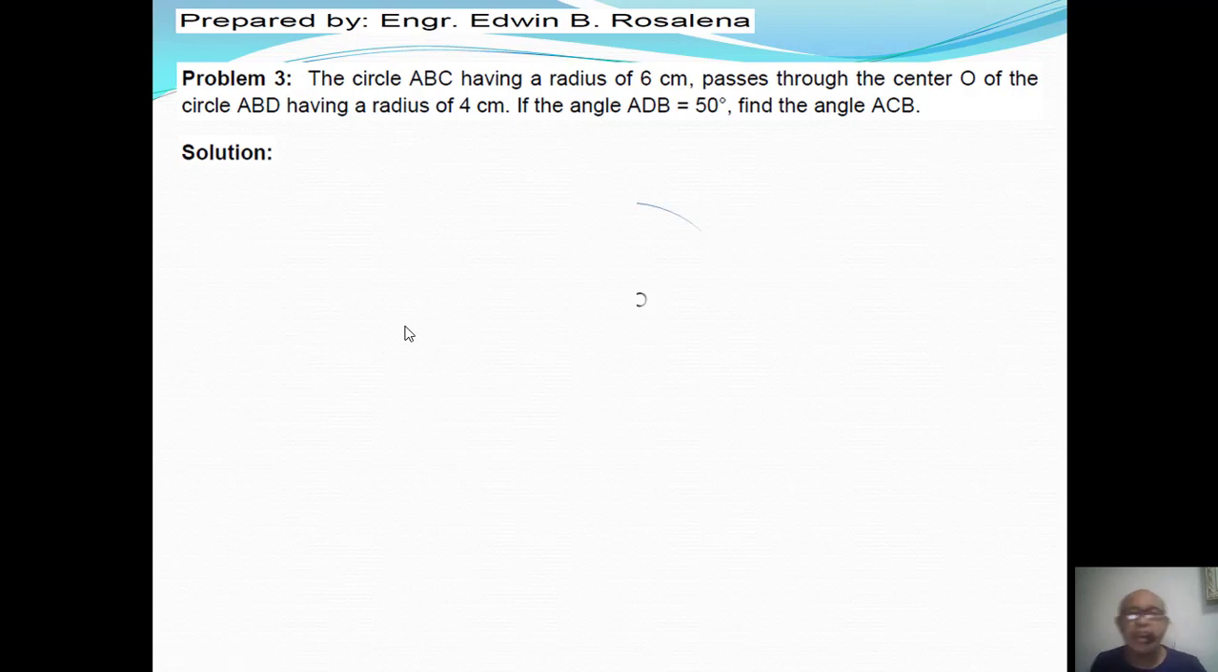Let us say I have here a circle. Let us say this is A, this is B, and then D. Now there is another circle, and the center of the circle is at O. The circle ABC, having a radius 6, passes through the center O of the circle ABD, having a radius 4.